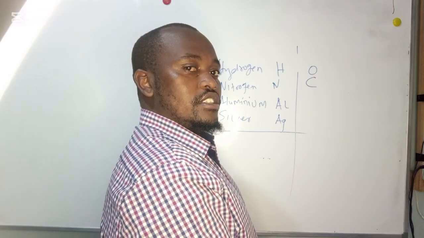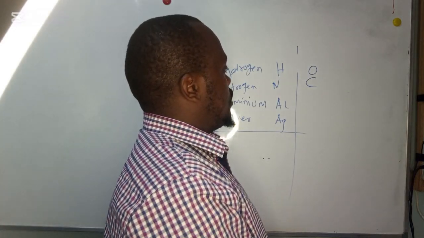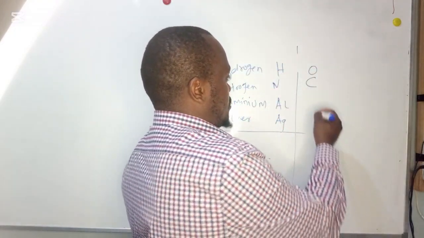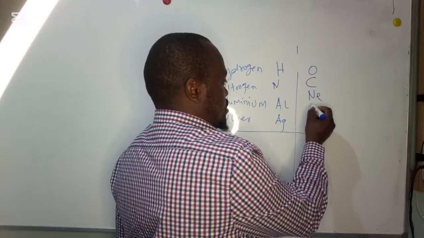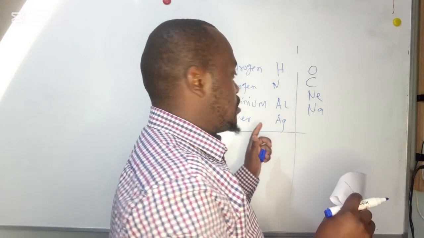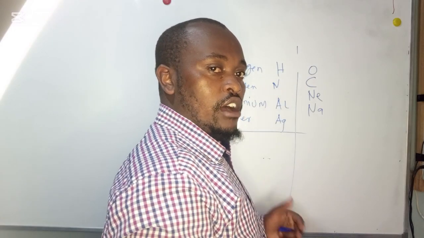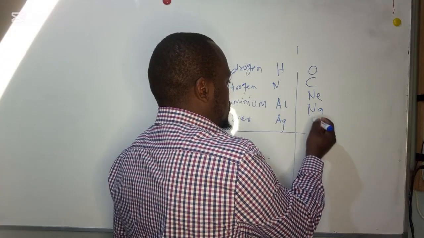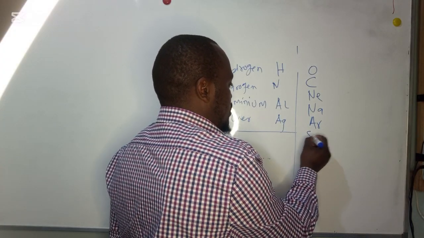The chemical symbol for... you have the first 20 elements. What about neon? Neon is Ne. What about sodium? Sodium is Na. So it is important especially to know the chemical symbols of the first 20 elements and actually know their order. So you have neon, sodium, you have argon, you have silicon.